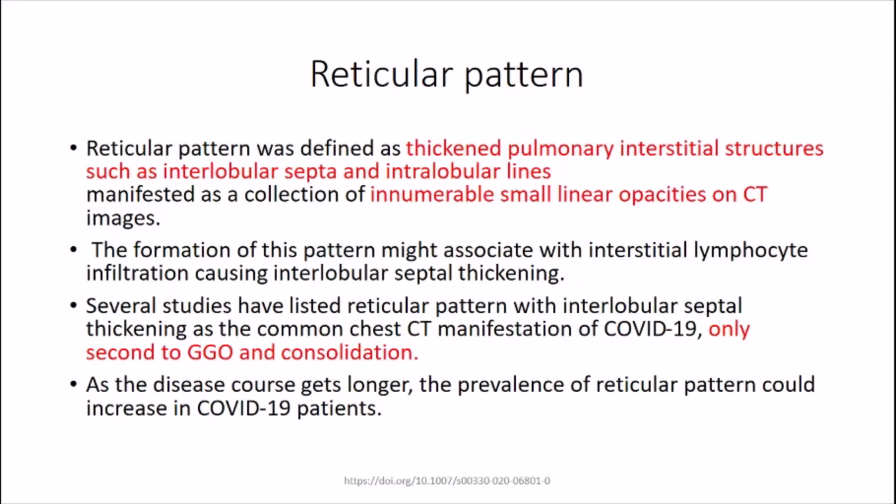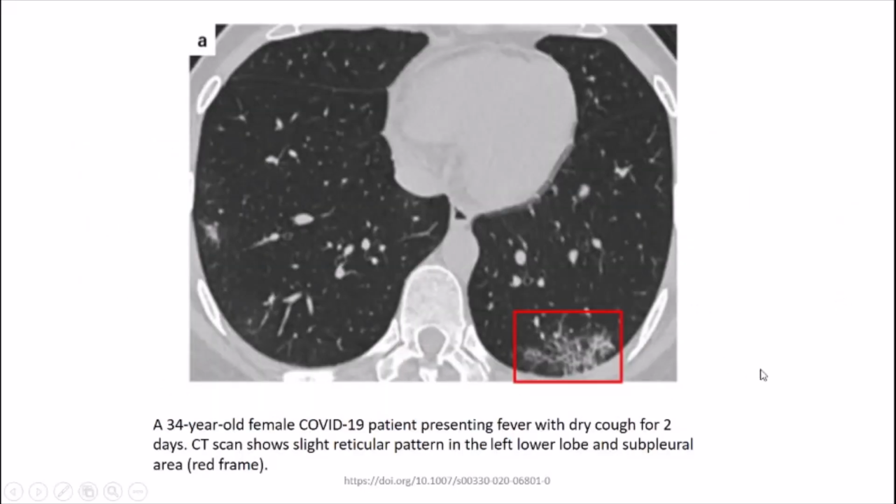This is the third most common pattern that can be seen in COVID-19 patients. As the disease gets longer, the prevalence of reticular pattern could increase in COVID-19 patients, according to some studies. So this is a 34-year-old female COVID-19 patient presenting with fever and dry cough for 2 days. The CT scan shows slight reticular pattern in the left lower lobe, and also again subpleural and peripheral.